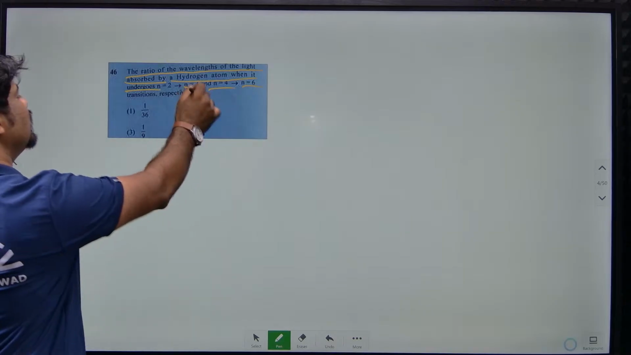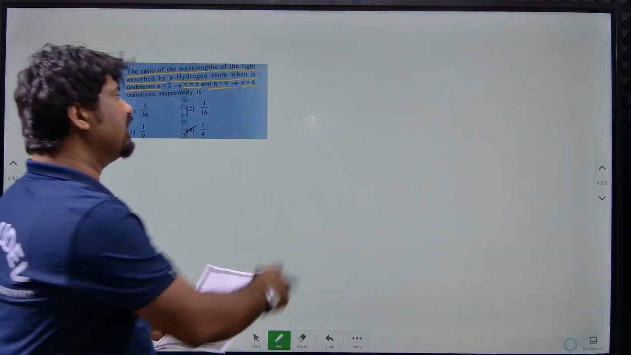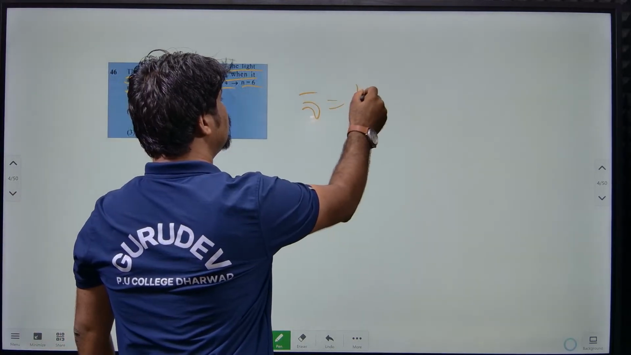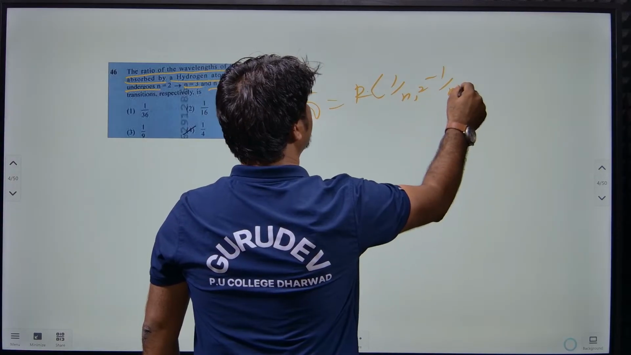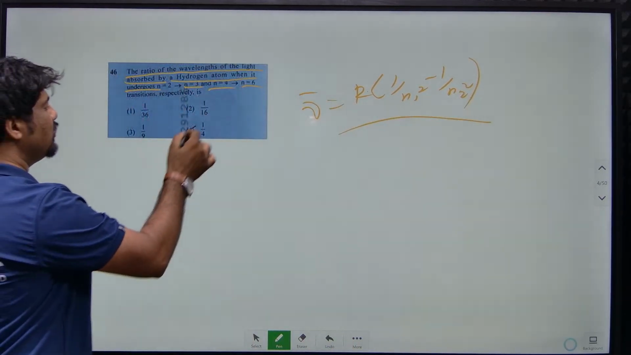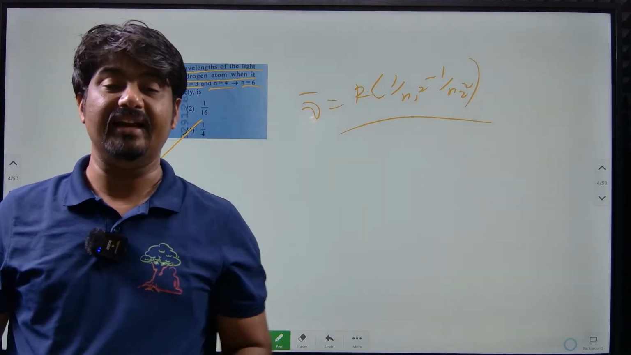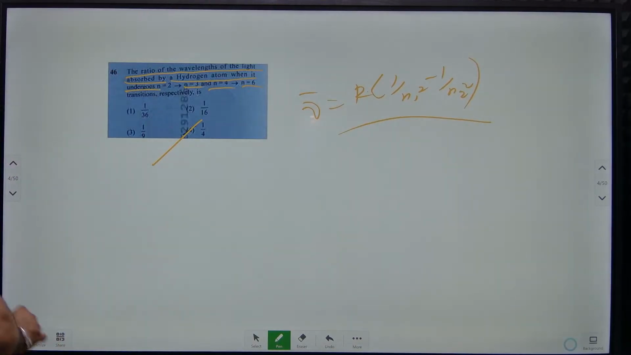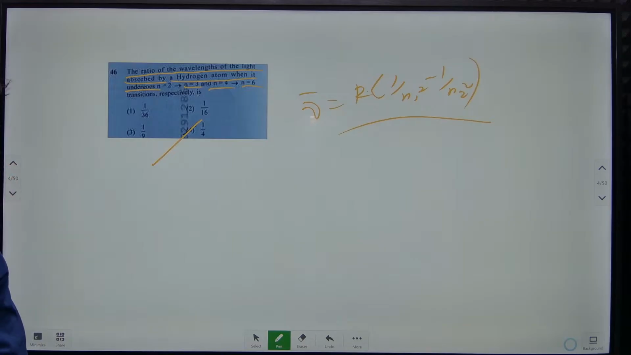This problem we will solve using the Rydberg equation, that is, wave number ν̄ = R (1/n1² − 1/n2²). By using the Rydberg equation we can solve it. By solving this, I get 1 by 4 as the right answer for the question. Tomorrow I am going to discuss how we get 1 by 4.